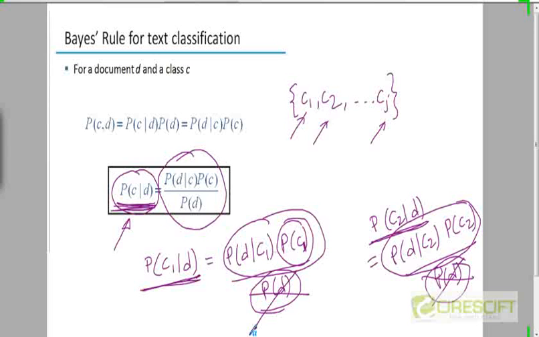And the de facto class into which this new document will fall is the class that appears most frequently in the training data. Right? And that is given by the prior probability of that particular class. So the prior probability of that class is simply the fraction of documents in the training data that are labeled with that class.